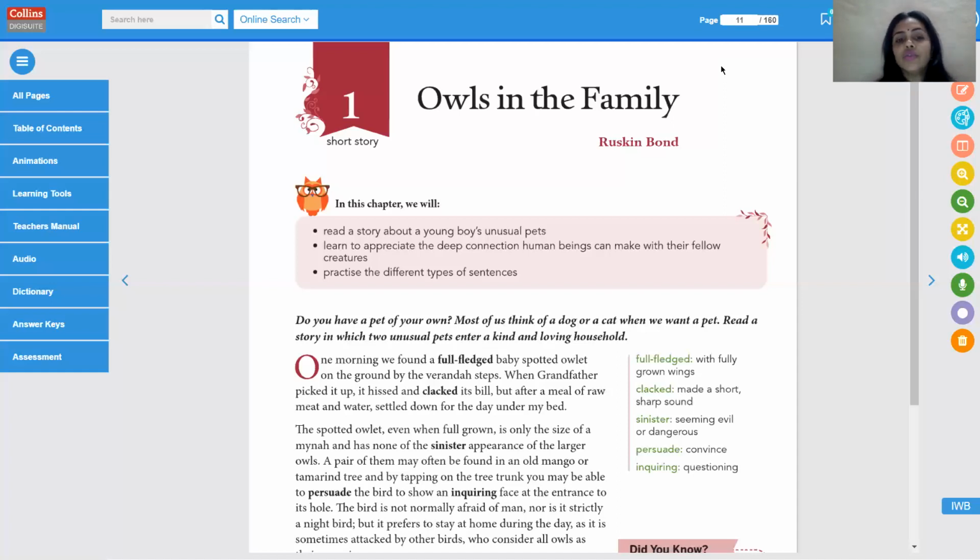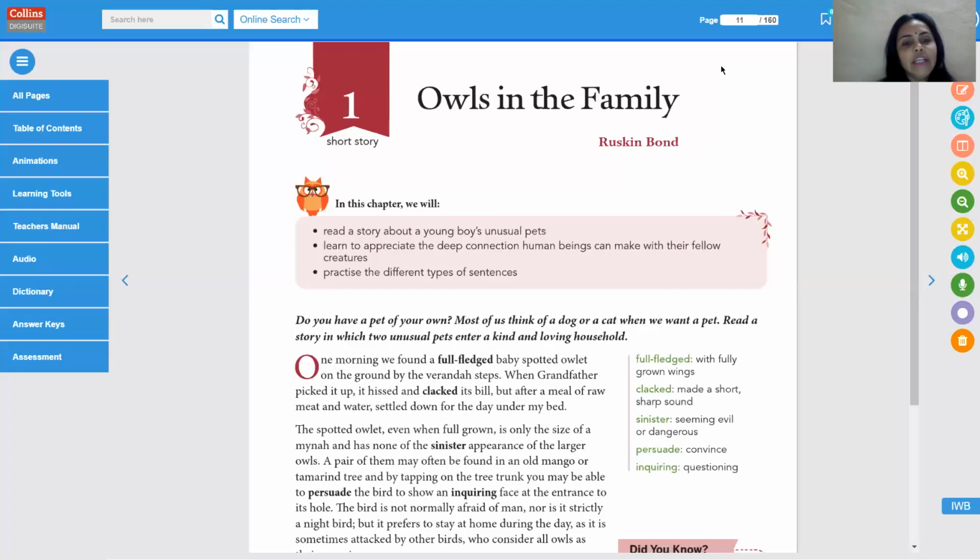Read, learn to appreciate the deep connection. That's what I told you. This story shows you the deep connection of human bonds, person to person, humans to animals, and animals to humans. Because if man thinks that he or she needs to have a deep connection, then a similar thought process is with the animals. Animals also should understand that, okay, I'm wanted here, I'm cared for here, I'm loved here, and all these emotions we will see in this lesson.